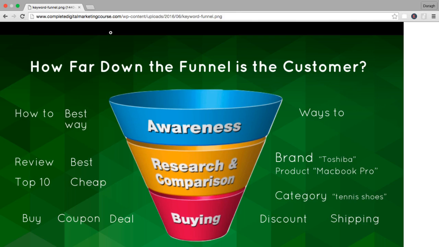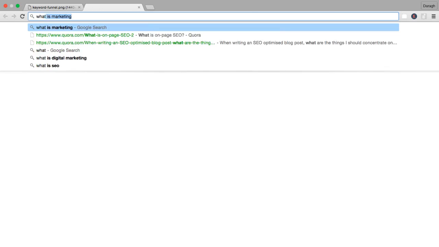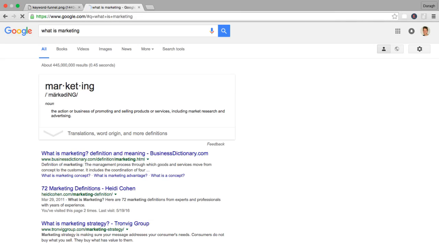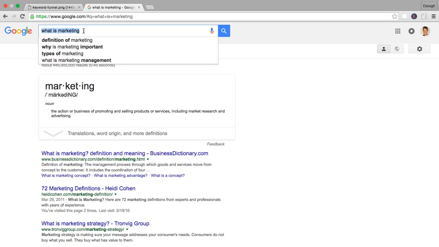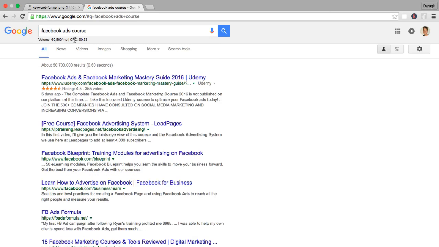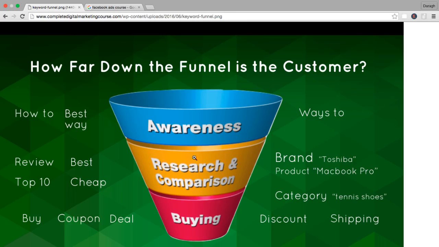Or are they buying? Because a customer who's searching something like what is marketing, they're really just becoming aware about marketing. They're at the top of the funnel. Whereas someone who types in something like Facebook ads course is probably right at the end of the funnel. They're ready to buy. And here are some of the other things that people might use when they're searching in each stage of the funnel.